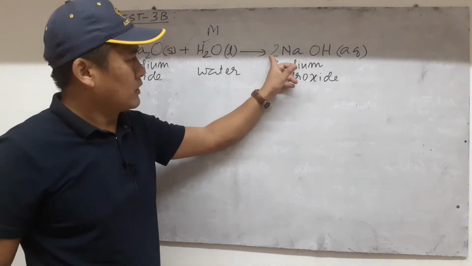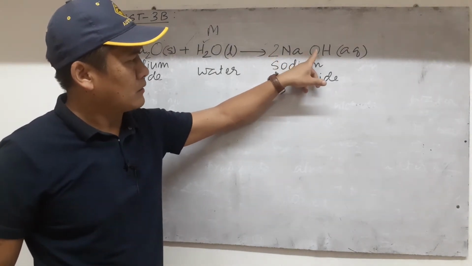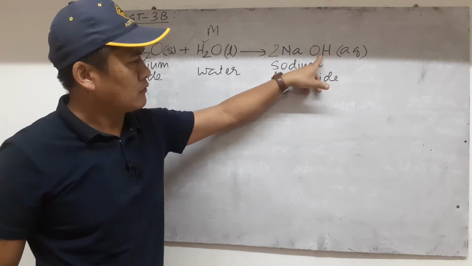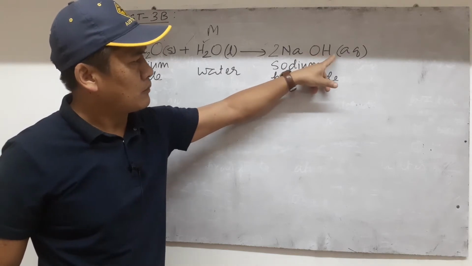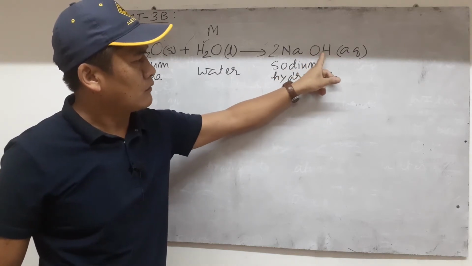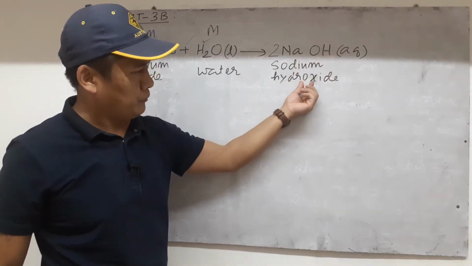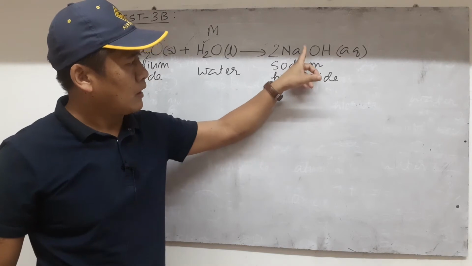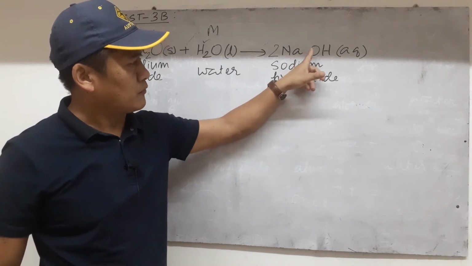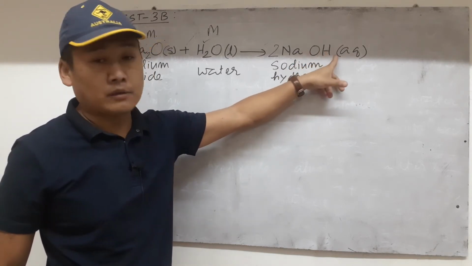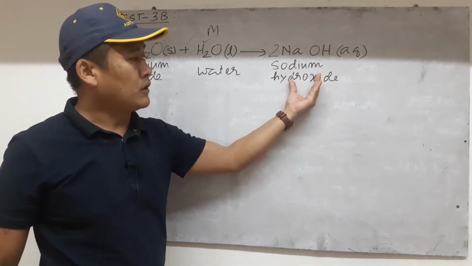So here at the back, don't look at the front one. At the back, 1 sodium atom, 1 oxygen atom, so 1 plus 1, 2, and 1 more hydrogen atom, so 1 plus 1 plus 1. 3 atoms make sodium hydroxide. To be precise, 1 atom of sodium, 1 atom of oxygen, and 1 atom of hydrogen makes 1 molecule of sodium hydroxide.